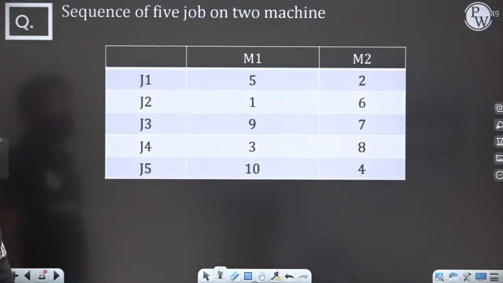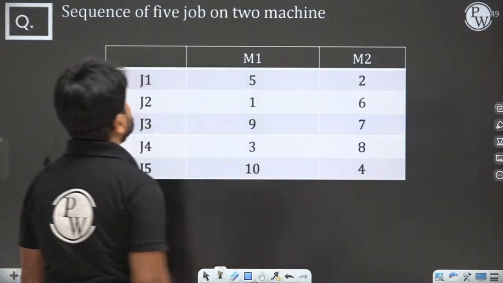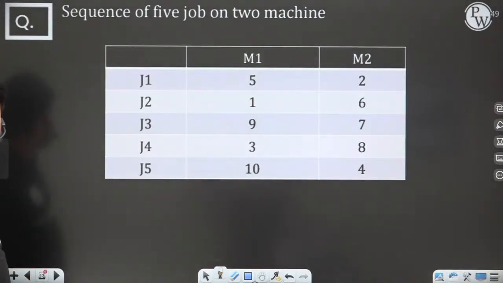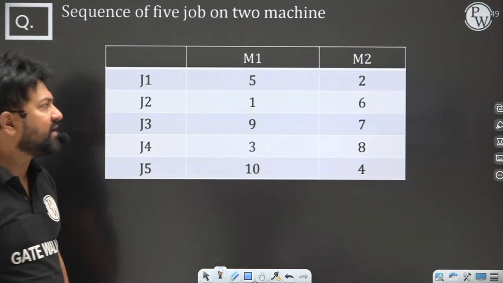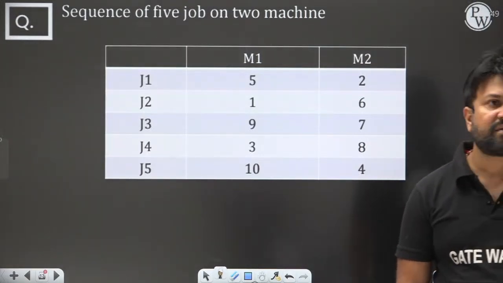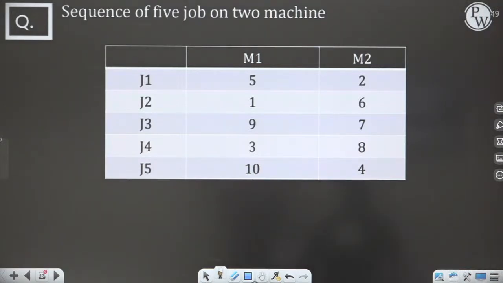Now let's move to the next question. My dear, first of all, please note down this table and make the sequence.